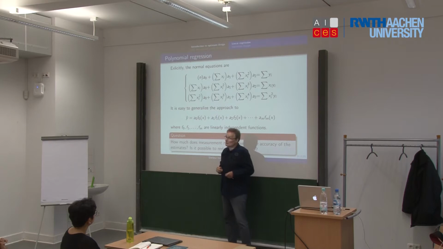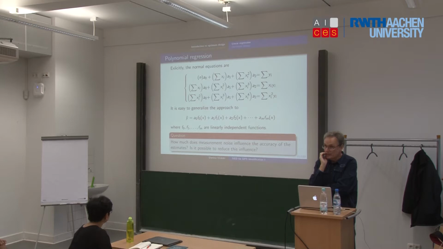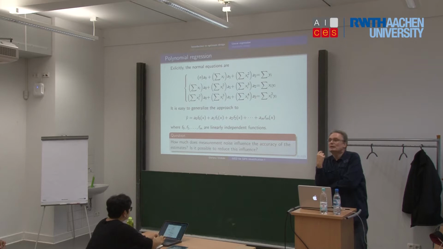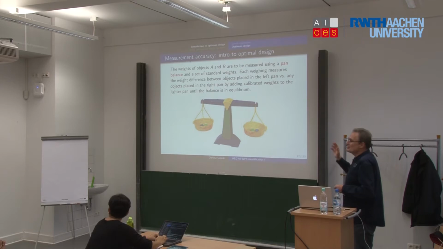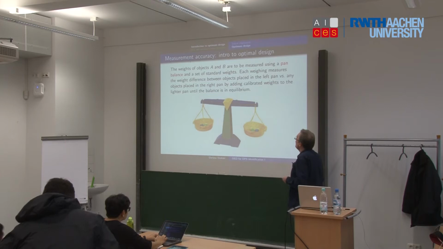Let's think a bit about the influence of the noise, because noise is inherent in the measurements. Let's think about the influence of the noise on the accuracy of the estimates, and about possibly reducing the influence of this noise. So let's consider the following example, which will introduce you to the thriving field of experimental design. We have here a pan balance, and we want to weigh some objects.